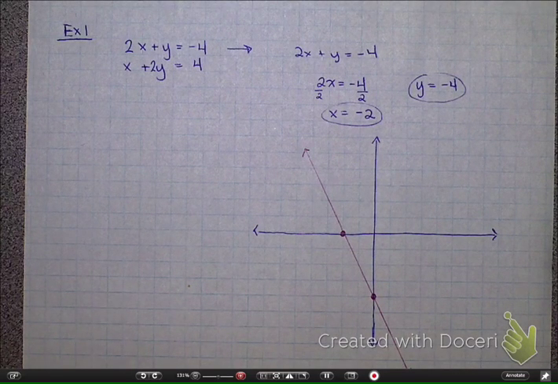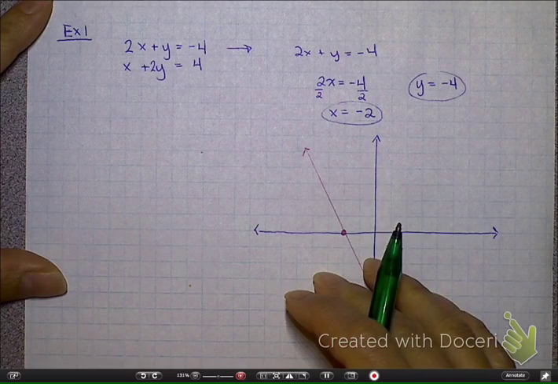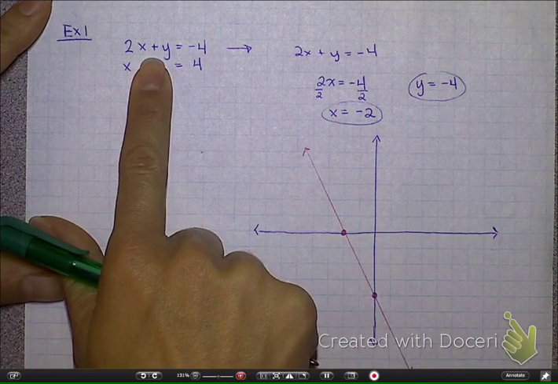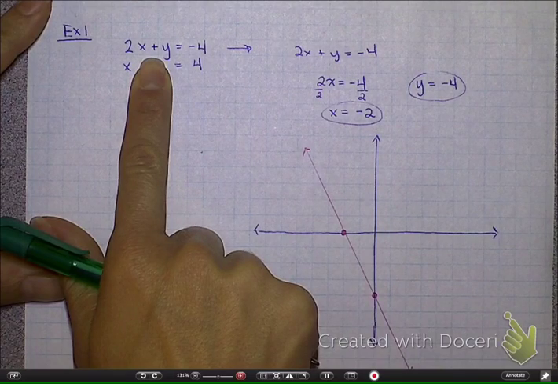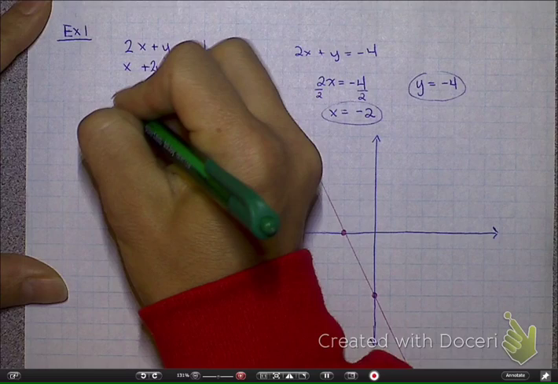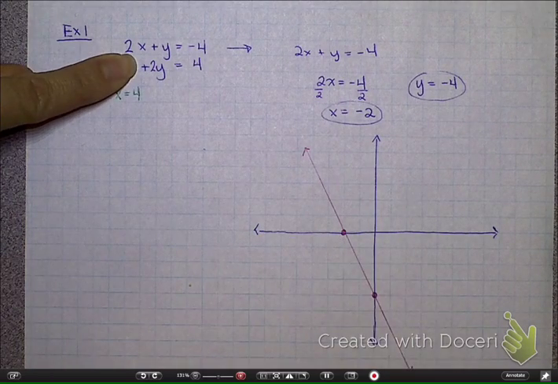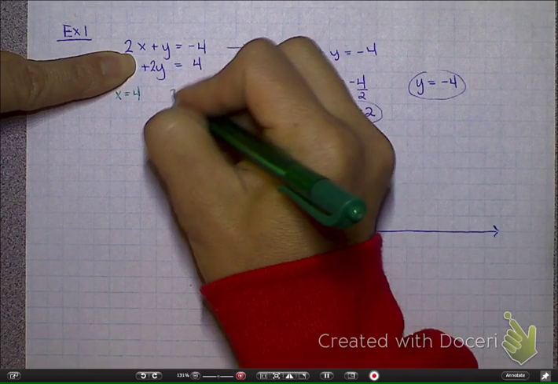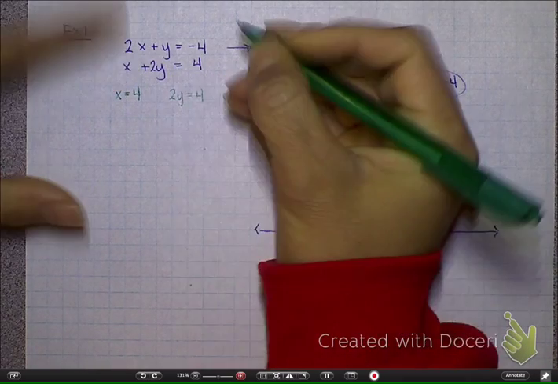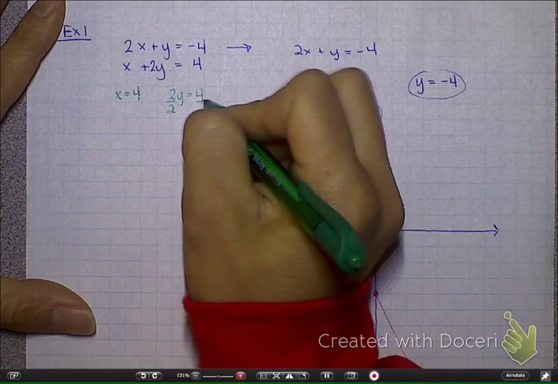Okay, so now I've already done the first one. Now let's take a look at the second one. So the second one is this one right here. Okay, if I'm going to cover up and solve the second one, what do I get for my x-intercept there? 4. That one's pretty easy, right? Now, if I cover up and solve the second one, I get 2y equals 4. So what is my y-intercept for that one? Yeah, it's 2, okay?